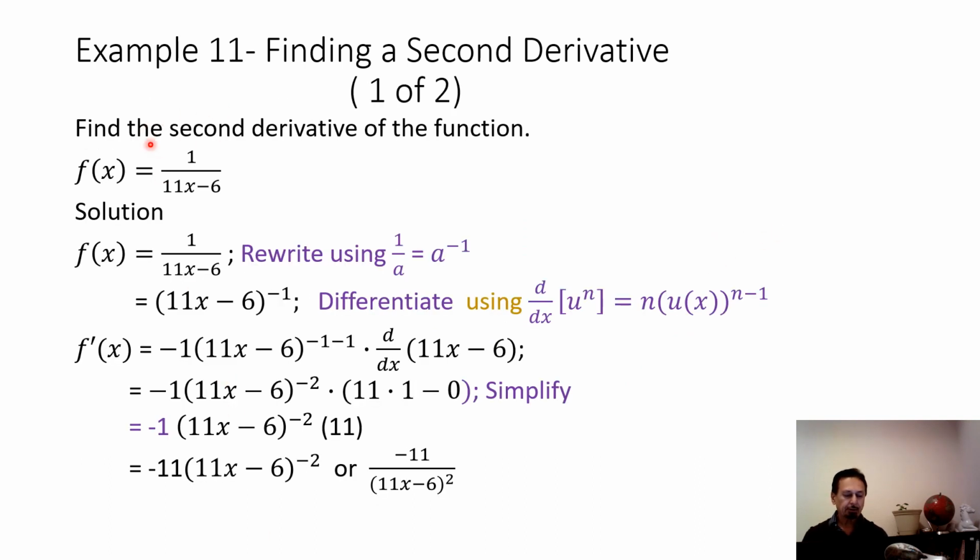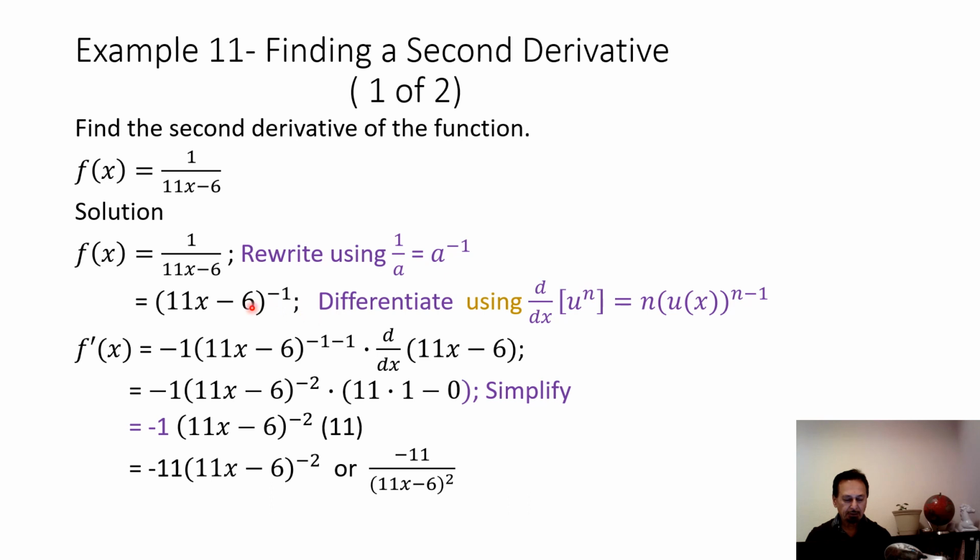Okay, so example 11. Find the second derivative of f of x equals 1 over 11x minus 6. So we're going to use the chain rule here. So let's write f of x equals 1 over 11x minus 6. So let's use this rule: 1 over a is a to the minus 1. So we take 11x minus 6 to the top and make the power negative 1. Now we differentiate using the generalized power rule.